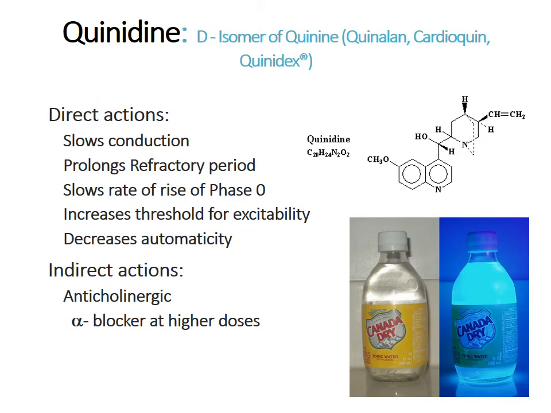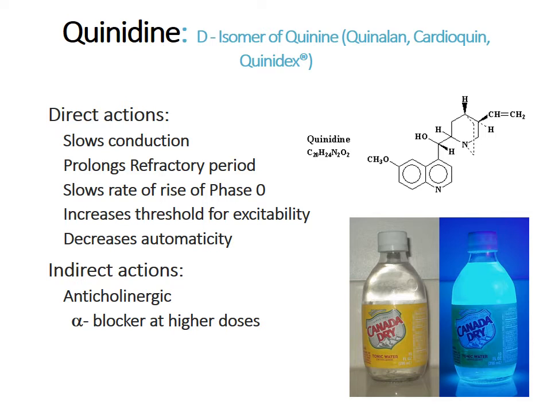So the first 1A sodium channel blocker we'll talk about is going to be quinidine, which is actually the D-isomer of quinine. Quinine is an old school anti-malarial that used to be used a long time ago. And if you're ever curious why your gin and tonics glow in a black light, like here you can see this tonic water glowing, that's actually due to the quinine content. So little factoid there for you.